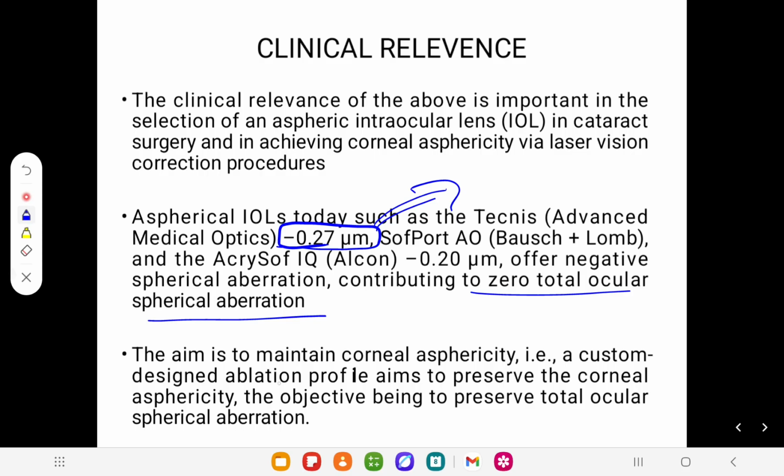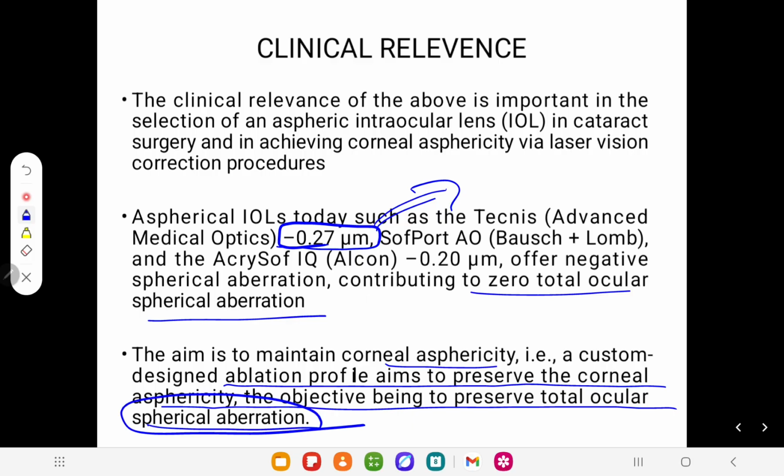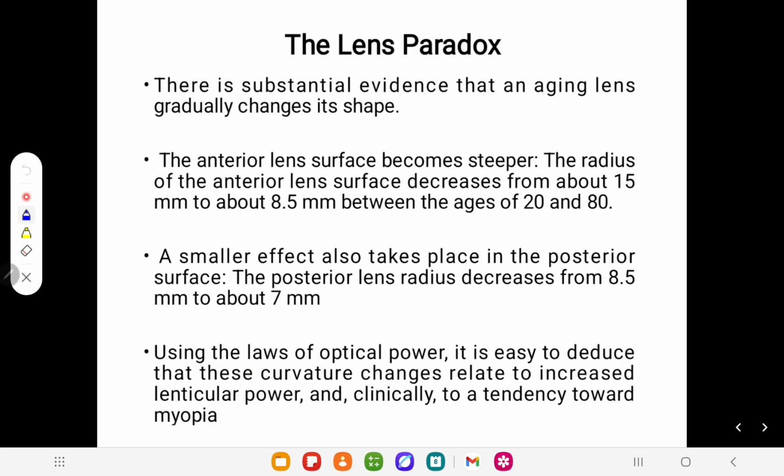So basically the aim is to maintain the corneal sphericity. The custom design ablation aims to preserve the corneal sphericity and the objective is to preserve total ocular spherical aberration. So it's very important to understand why we want the total spherical aberration of the lens and the cornea to be in check, because if you reduce this total spherical aberration to zero, it will create what? It will create reduction of depth of focus too. That's why we don't want exactly zero total spherical aberration, but within the limit, so that our visual system works well.